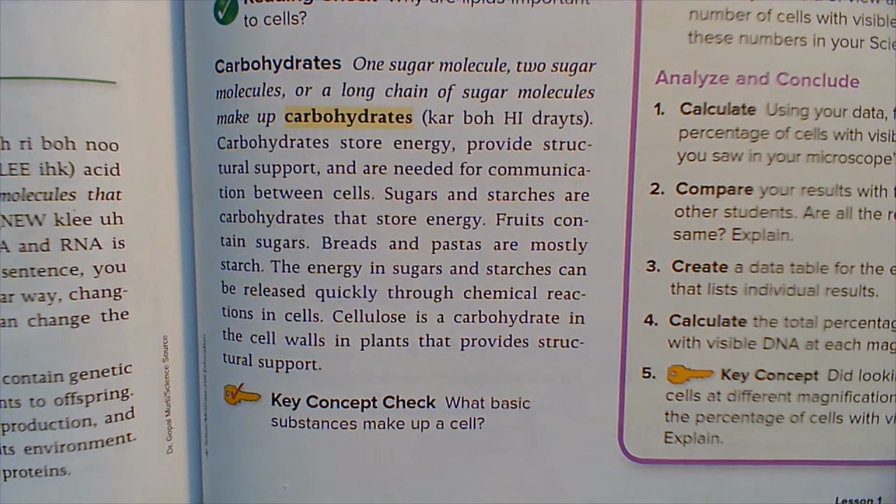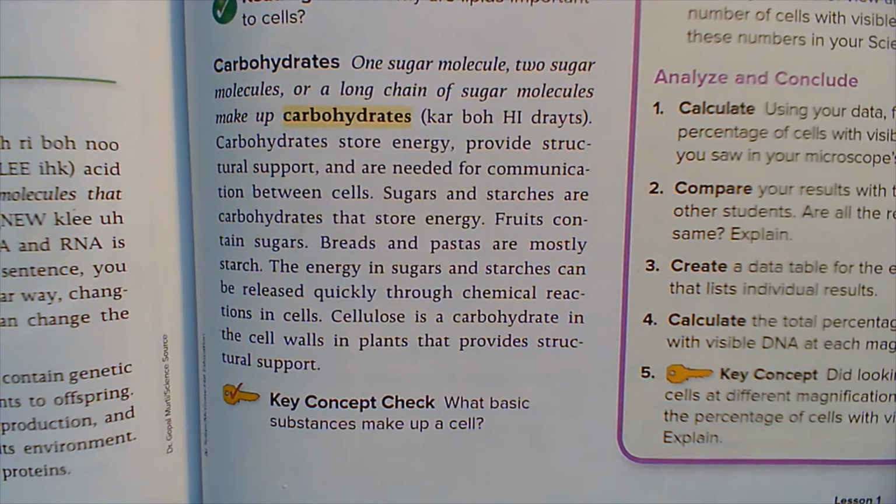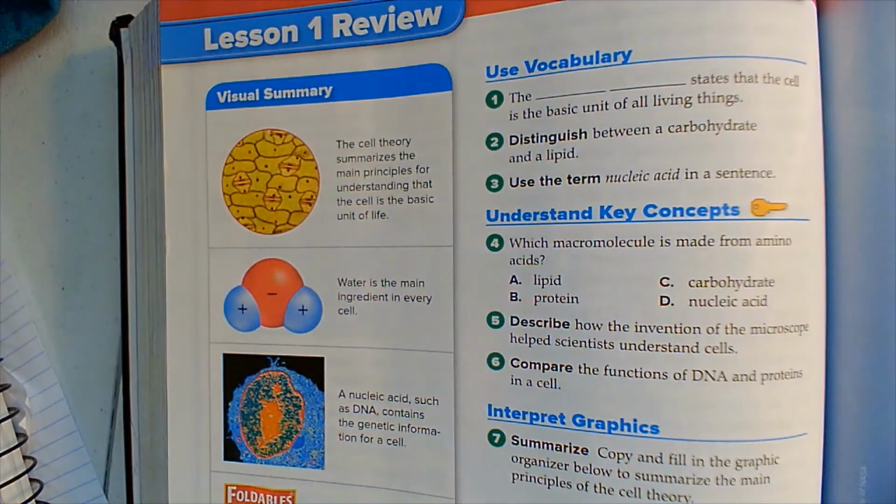Key concept check. What basic substances make up a cell? The basic substances that we've learned about are the four macromolecules: nucleic acids, proteins, lipids, and carbohydrates. Okay, let's look at the lesson 1 review on page 502. Use the vocabulary. The blank blank states that the cell is the basic unit of all living things. That is one tenet of the cell theory.